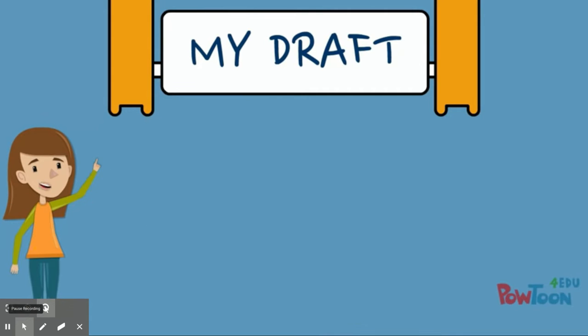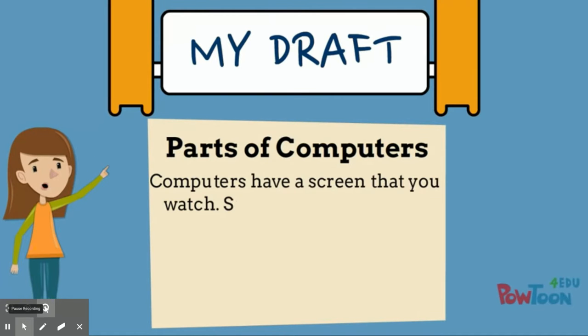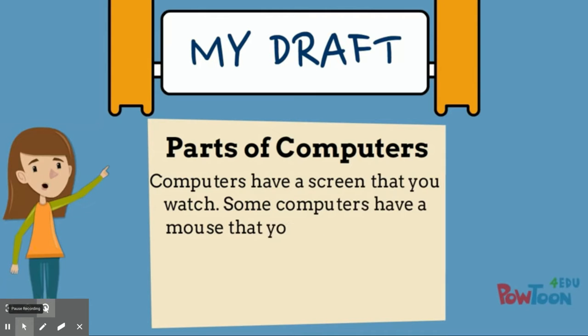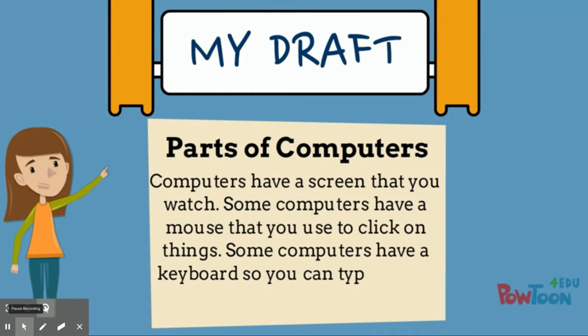My next section is called Parts of Computers. Computers have a screen that you watch. Some computers have a mouse that you use to click on things. Some computers have a keyboard so you can type words.